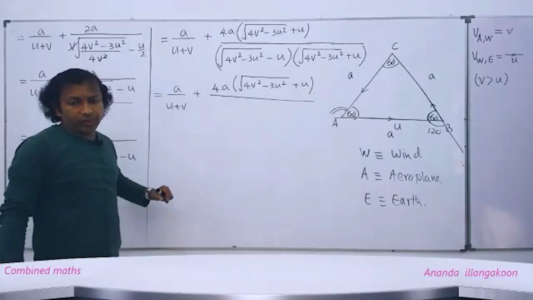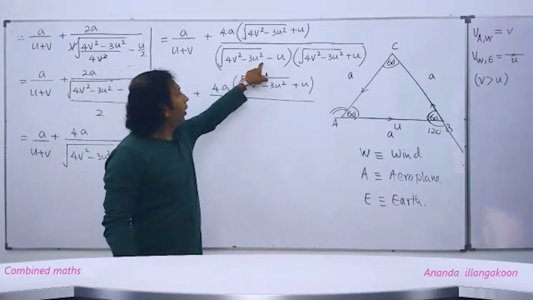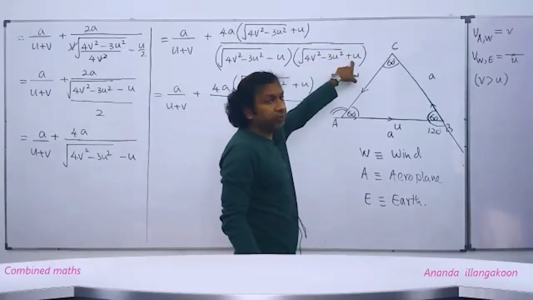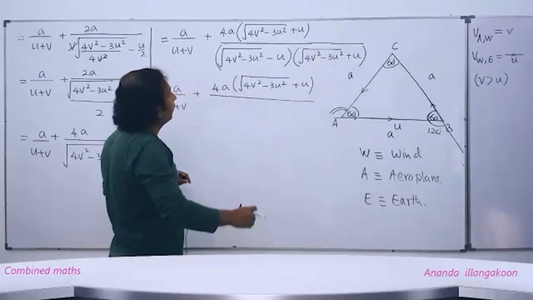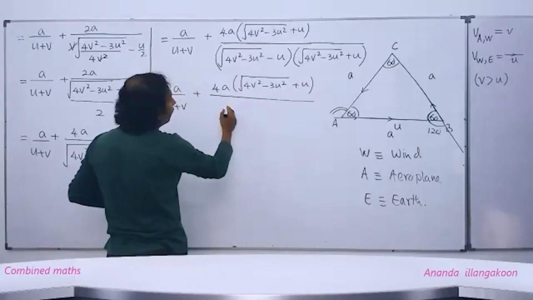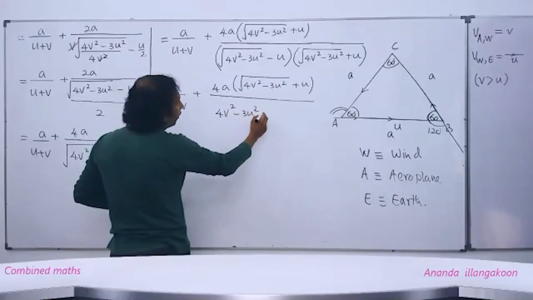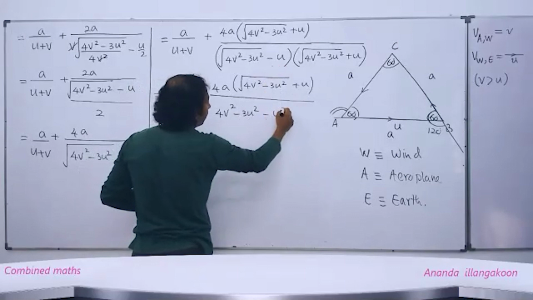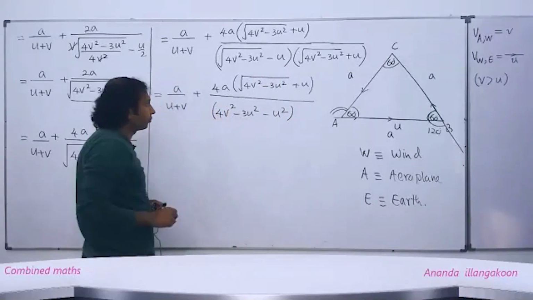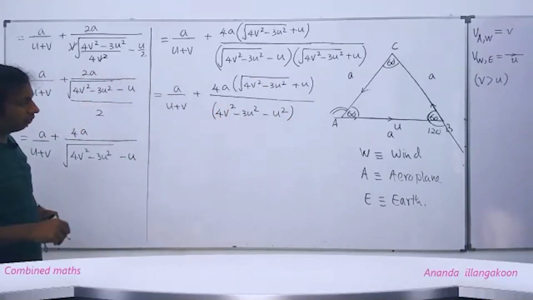Now, people, what do you have here? A minus b into a plus b. What is that? A squared minus b squared. Then the square of this root means the root will be eliminated. 4b squared minus 3b minus b. This is what we get.